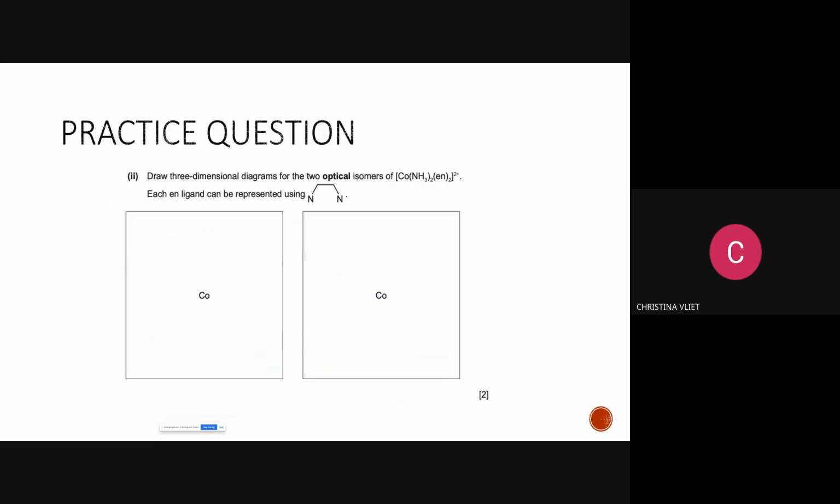Let's see if we can try to write optical isomers. It says draw 3-dimensional diagrams for the 2 optical isomers of Co(NH3)2(en)2, and how to write your en ligand: write it as N, the 2 lines, and another N. So what would be the first thing we want to do to prepare this? First thing that I would do is just fill in my octahedral shape to kind of get an idea of what I need to do. And this is the way that Cambridge does it, with the dashes meaning go backwards and the wedges meaning go forwards. So do that again here.